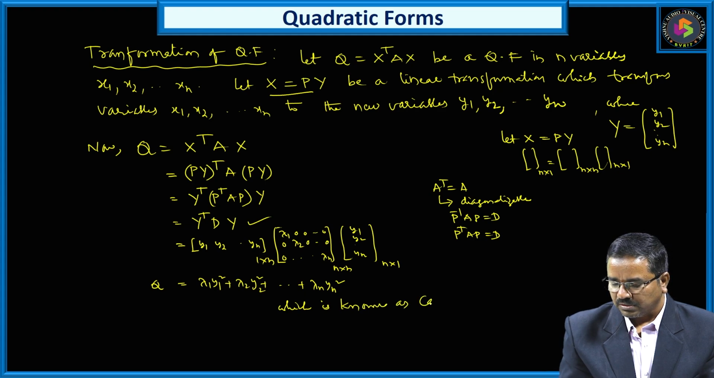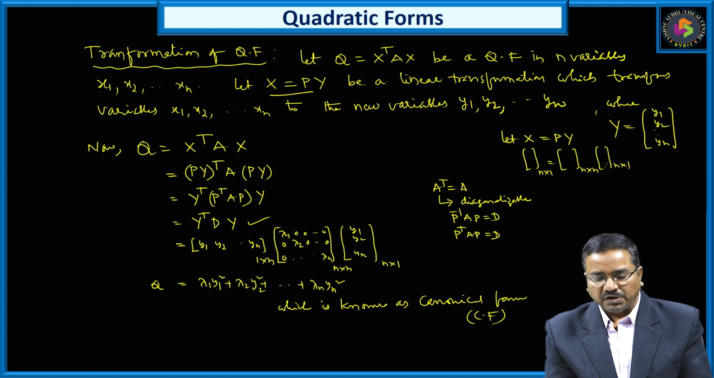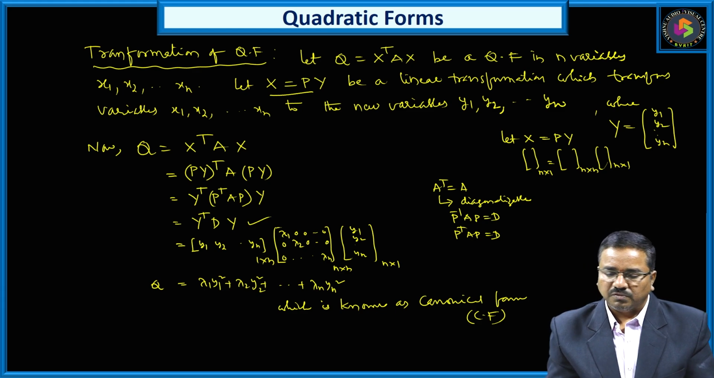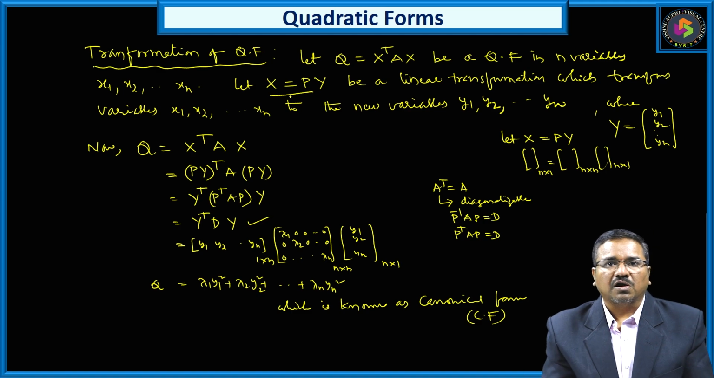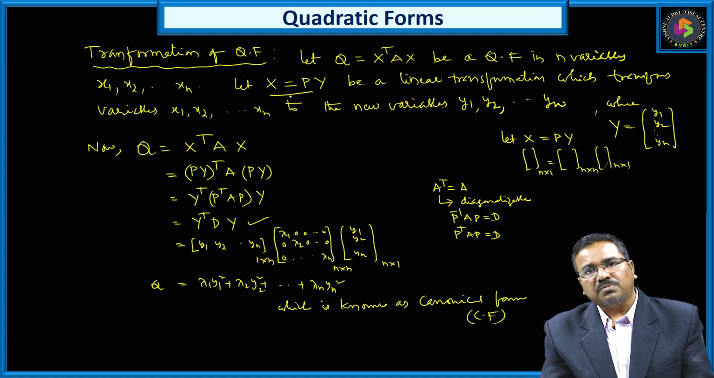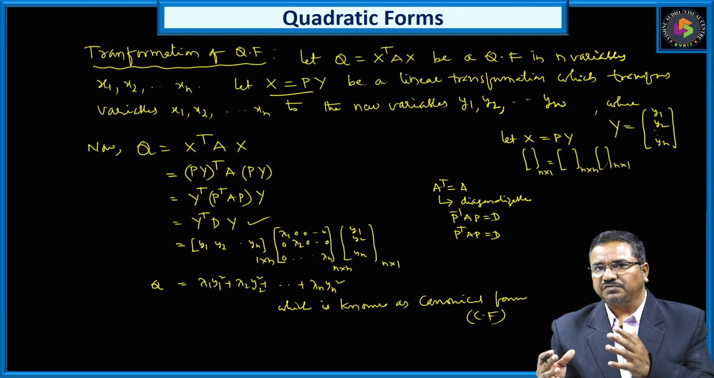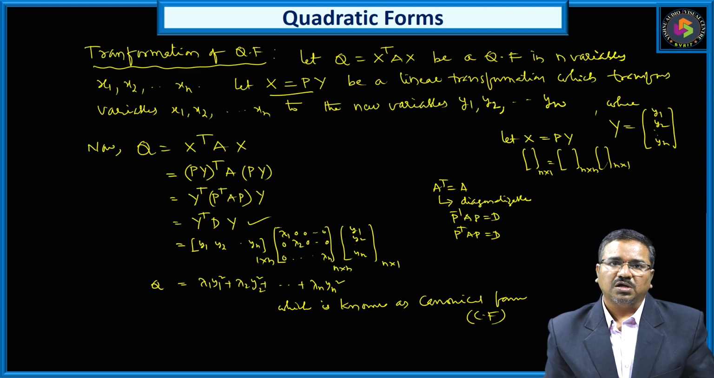Short form writing, CF. So I am reducing the quadratic form to canonical form by a linear transformation. What is the linear transformation? X equals Py. So the canonical form is also a quadratic form, but in that expression the product terms are absent. Only the sum of squares; the expression which has the sum of squares, that type of expression is called canonical form.